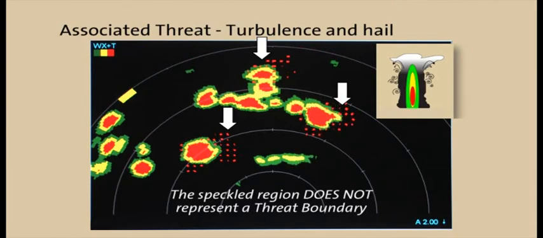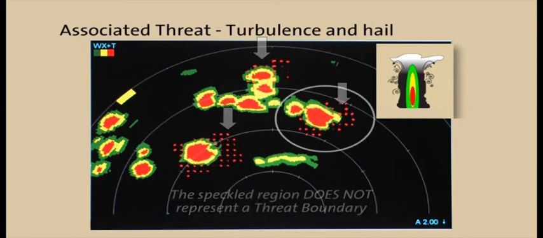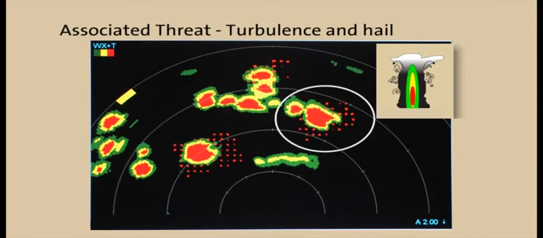In some cases, flight crews may penetrate this region without incident. Turbulence and hail might be present, but at a different altitude. Conversely, on occasion, turbulence and hail can extend outside the icon boundaries. The mature cell-associated threat icon is displayed at all altitudes during all phases of flight.